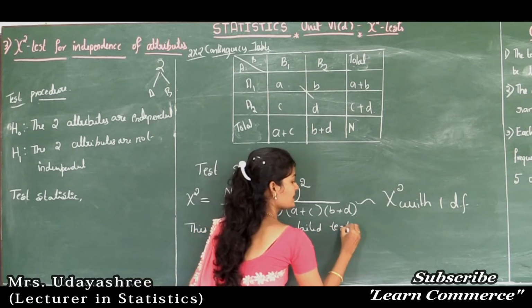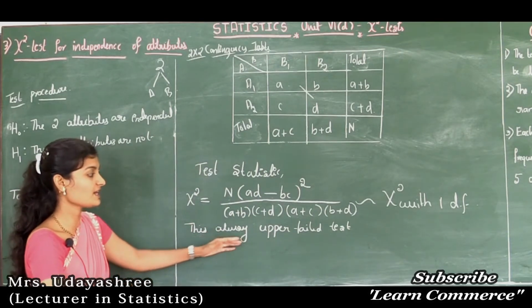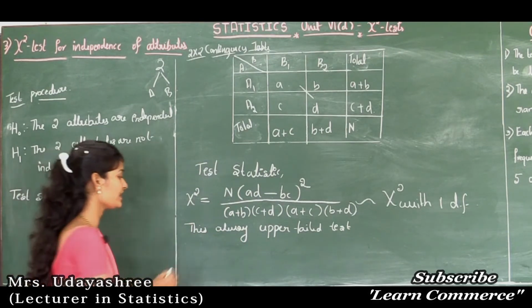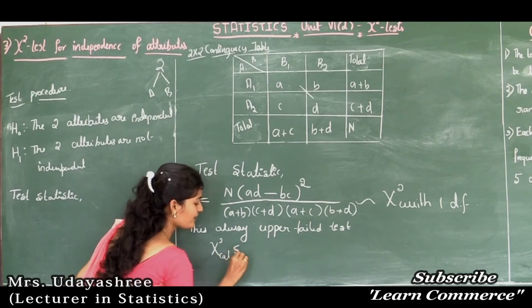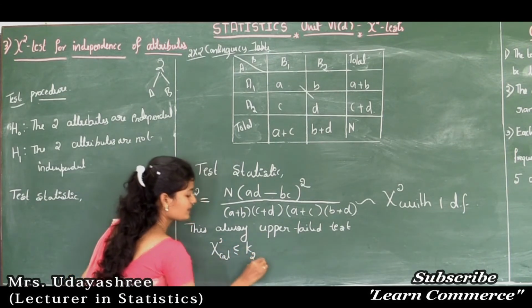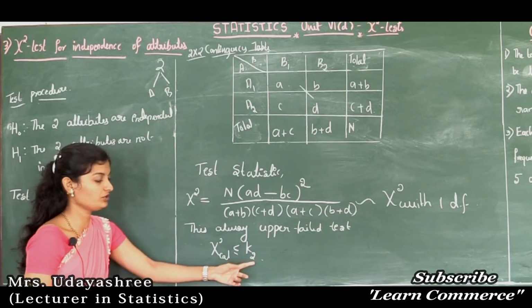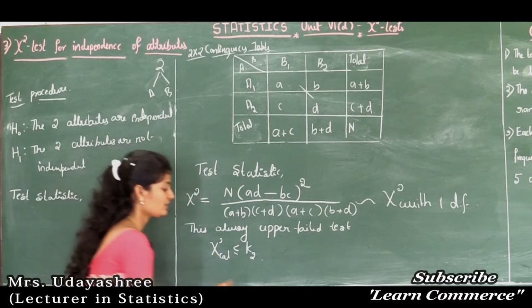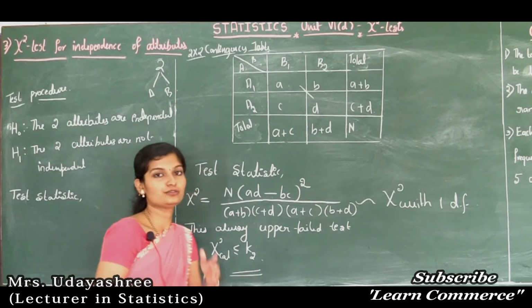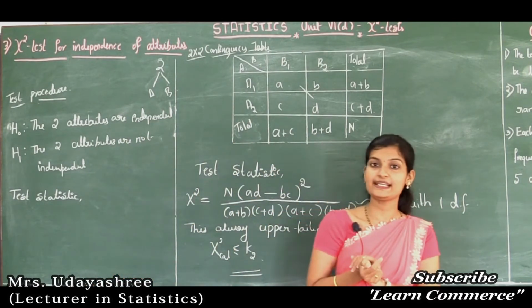Upper tail test, like the chi-square test for goodness of fit. See, this is always an upper tail test. What is the condition? The condition is: chi-square calculated value less than or equal to K2. If the chi-square calculated value is less than or equal to K2, then H0 is accepted, otherwise H0 is rejected.